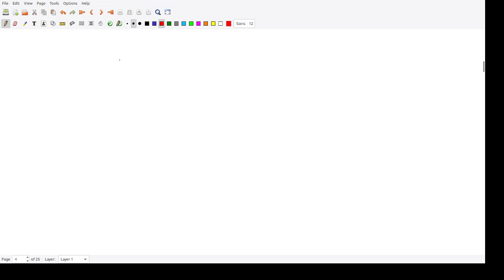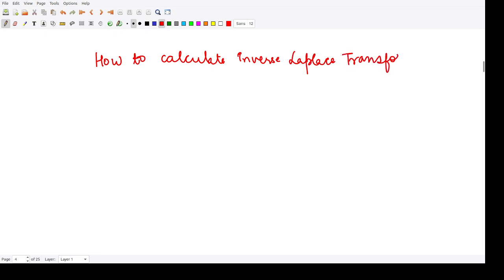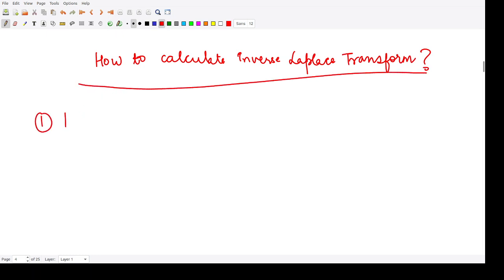So next we will discuss how to calculate inverse Laplace transform. Previously we have seen several direct formulas that you could apply to calculate this Laplace transform. Here we will generally define this into three categories.